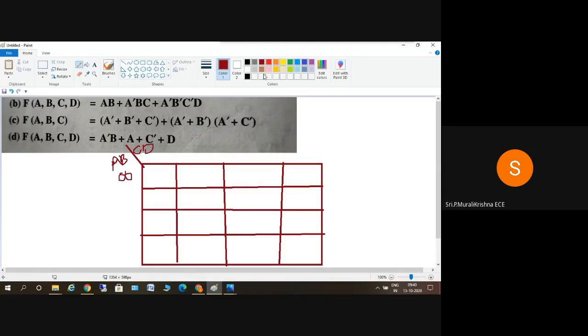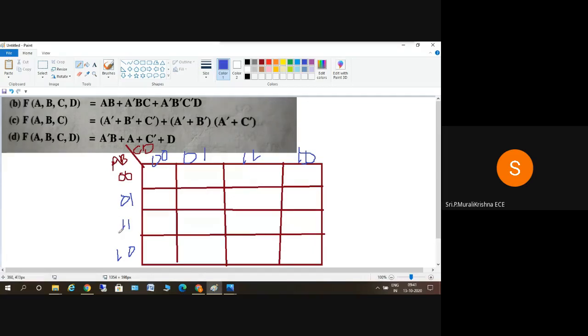0 0, 0 1, 1 1, 1 0. Okay, so what is the first term here? AB. AB means we have to form a quad. So two elements are missing, we have to form a quad. So it is only the row term.